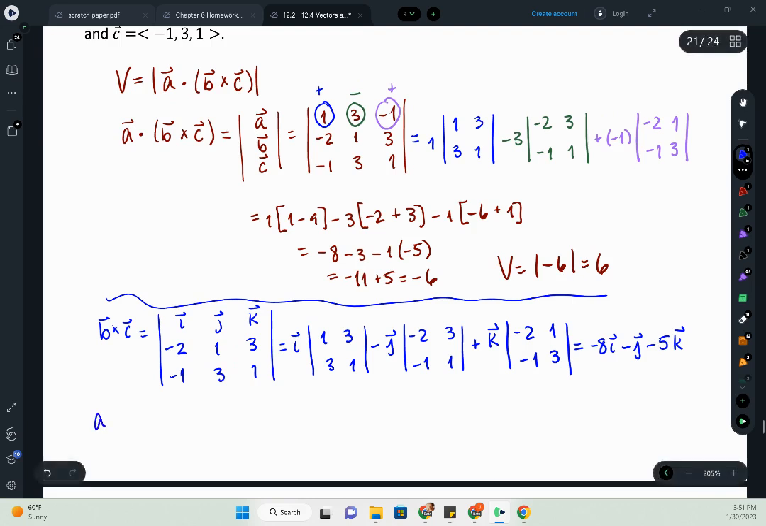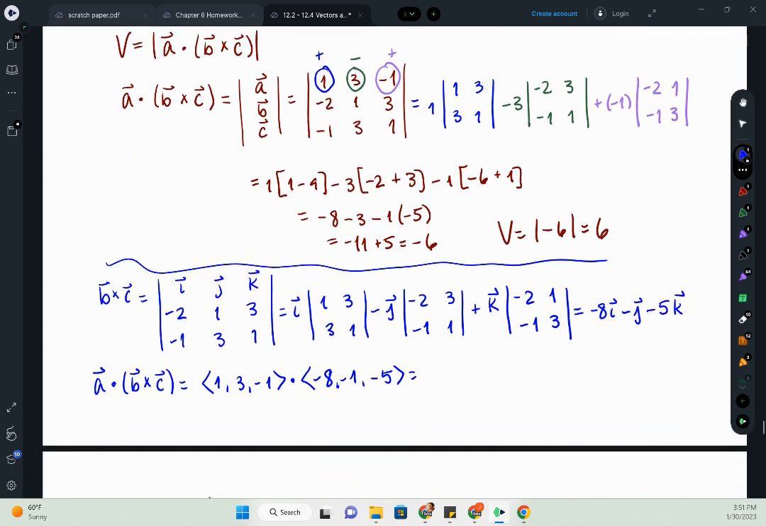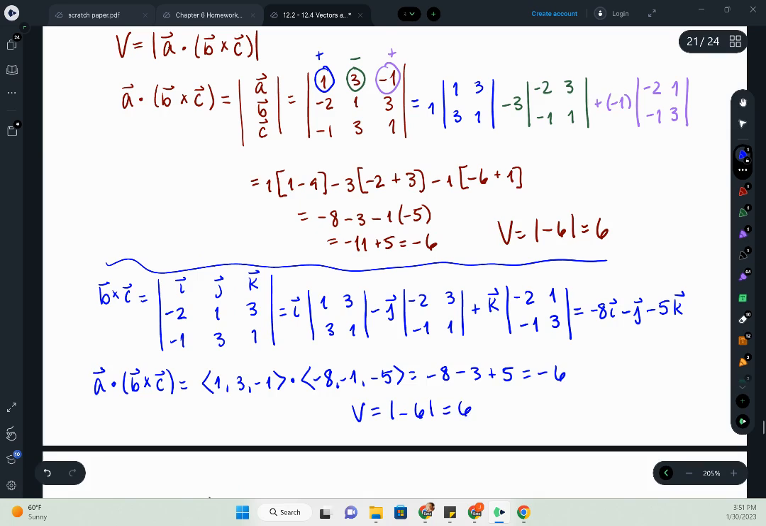Okay, now I'm supposed to look at A dotted with B cross C. A is 1, 3, negative 1, dotted with B cross C. Well, that has negative 8, negative 1, negative 5. And that gives me, multiply the like components together, then add. So we'll get negative 8 minus 3 plus 5 is equal to negative 6. And then the volume is going to be the absolute value of negative 6, which is 6.